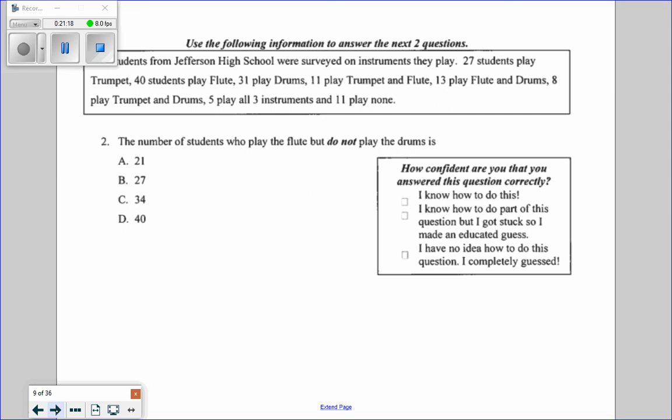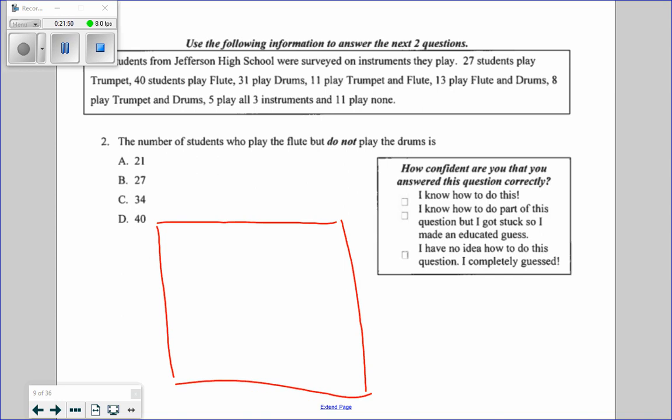Okay. So students from Jefferson were surveyed on instruments they play. 27 play trumpet, 40 play flute, 31 drums, 11 trumpet and flute, 13 flute and drums, 8 trumpet and drums, 5 play all 3, 11 play none. What is this describing? What should you be doing immediately when you start reading this? Draw the Venn. Start off with your Venn and work your way out. How many circles do we have here?